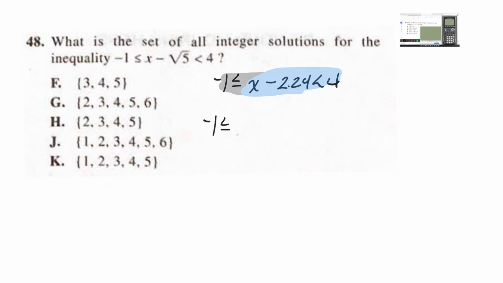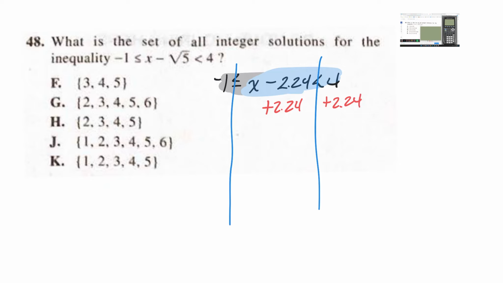So we have, you actually can solve these in rows. Let's do that. So it's minus 2.24. I make these like little alleyways here. So what we're going to do is we're going to add 2.24, excuse me, to both sides. So what we get here on the left is 1.24.